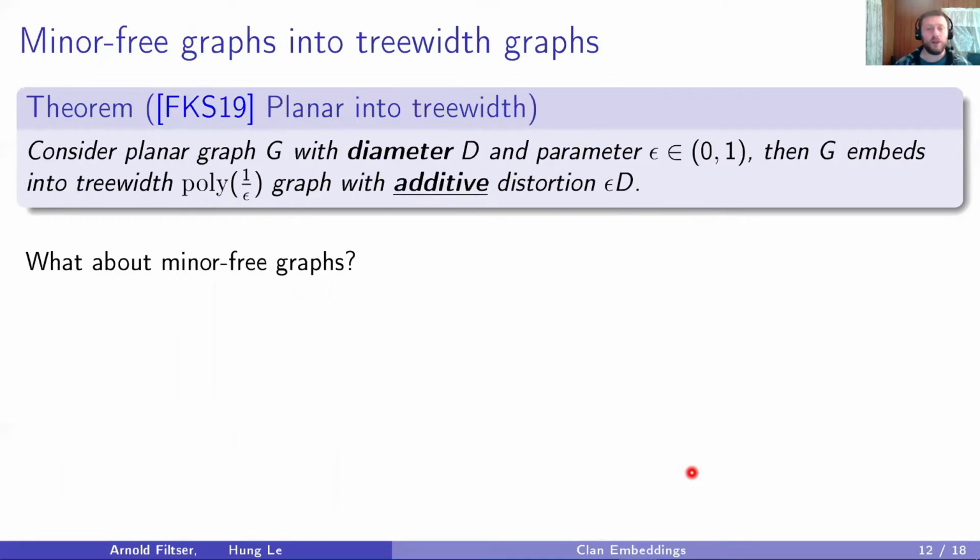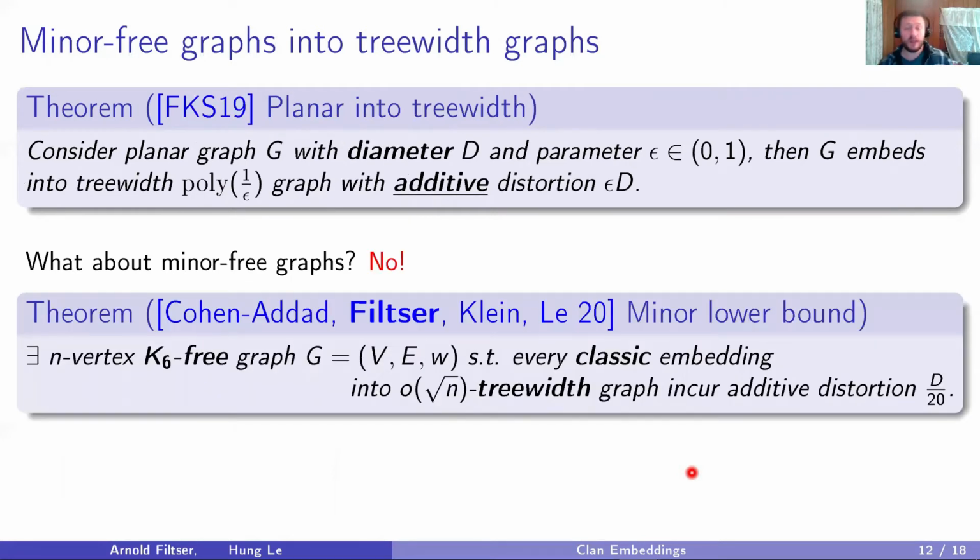Okay, so this is great. However, once you have any results for planar graphs, of course, the next question is, what about minor free graphs? Could you do the same? And usually the answer is yes. However, here, surprisingly, the answer was no. And as we showed with Cohen, Dad, Klein, and Lee, there is some K6 free graph.